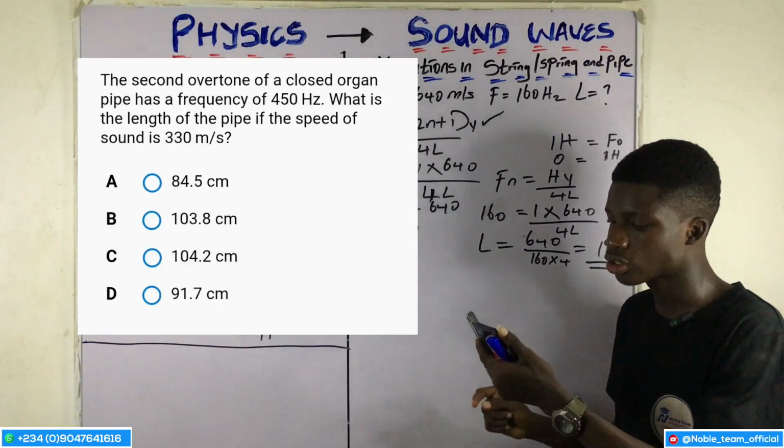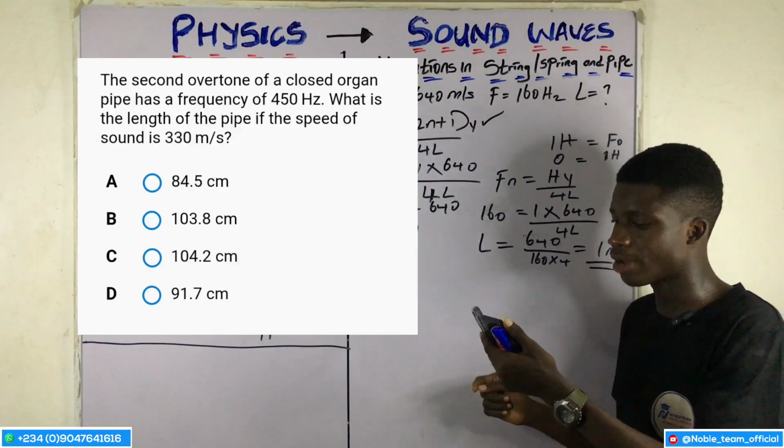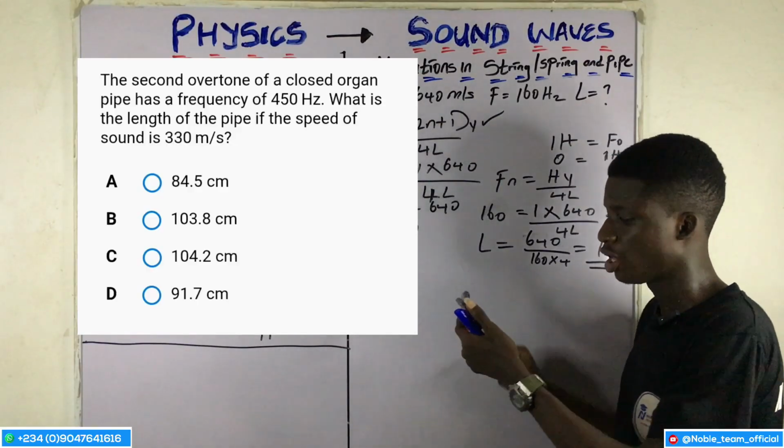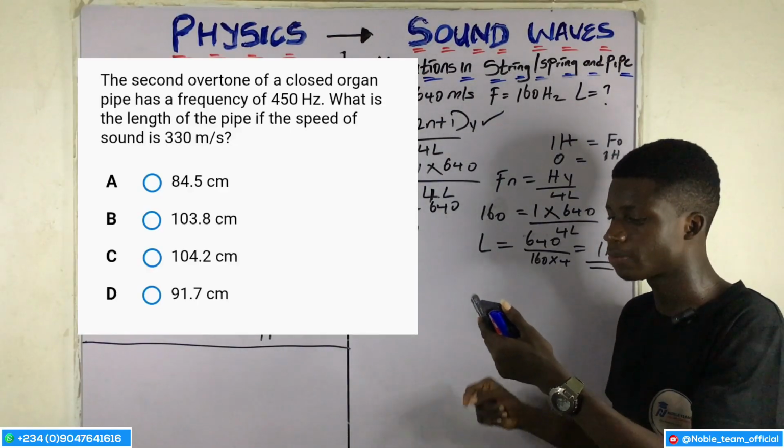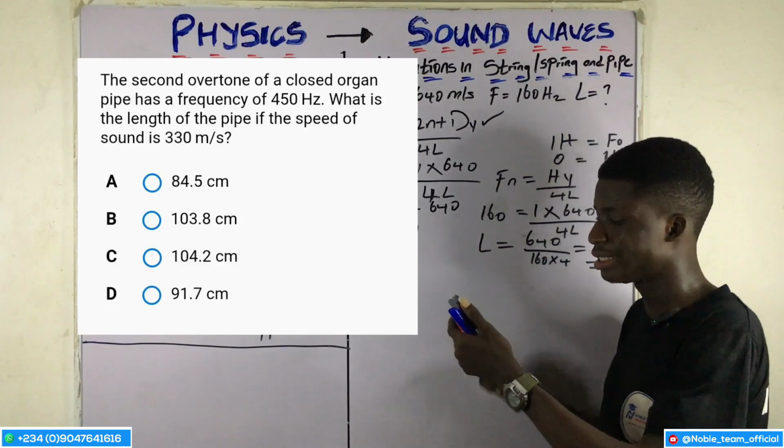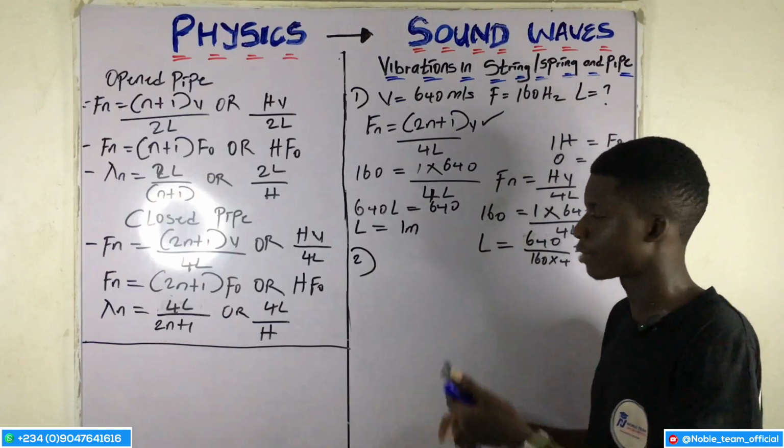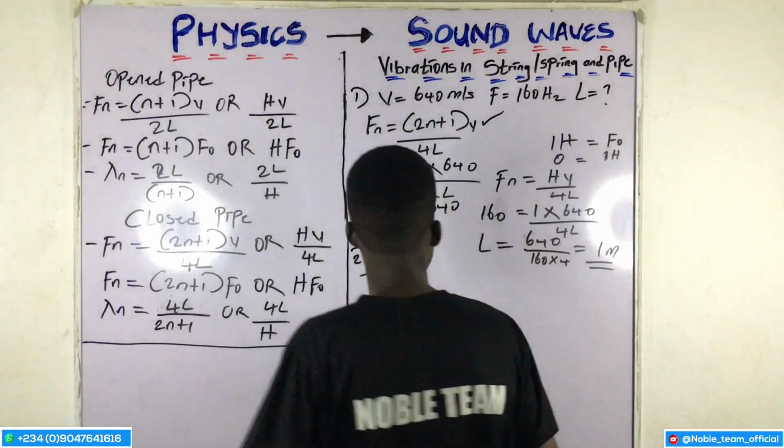A closed organ pipe has a frequency of 450 Hz. What is the length of the pipe if the speed of sound is 330 meters per second? Okay, good.